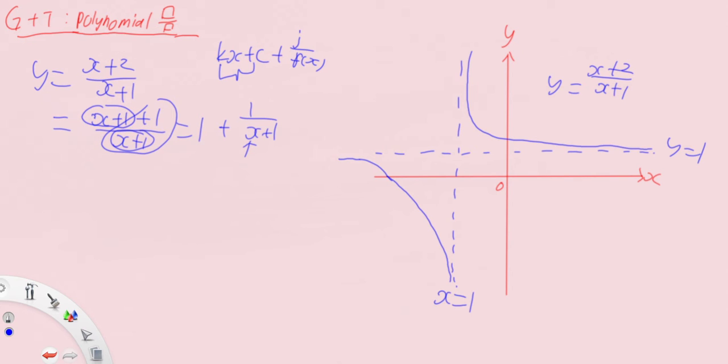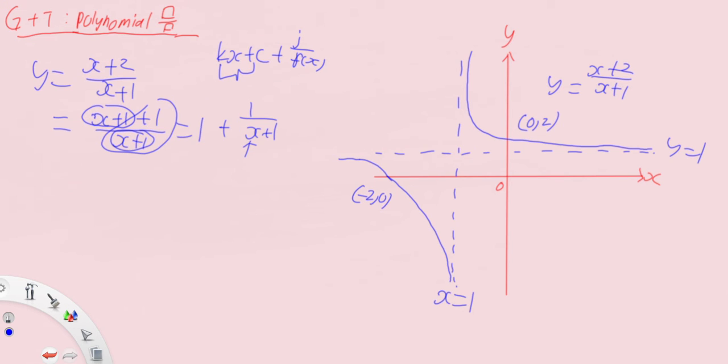Again, put in your intersection points. So at y equals 0, looking at the original function, the numerator must be 0. So it will be at (minus 2, 0). Then for the y-intercept, x equals 0, you get (0, 2), right? 2 over 1. Alright, so this is basically polynomial fractions, rational functions with horizontal asymptotes. I'll go through the one with oblique asymptote in the next video.